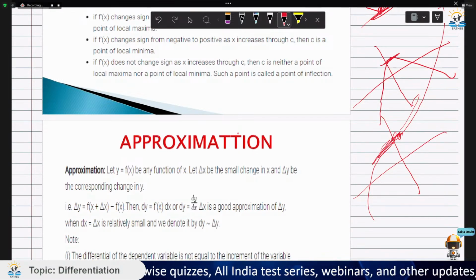Okay. So now we calculate g dash of x and see whether the tangent is parallel or not. Let's do another question.